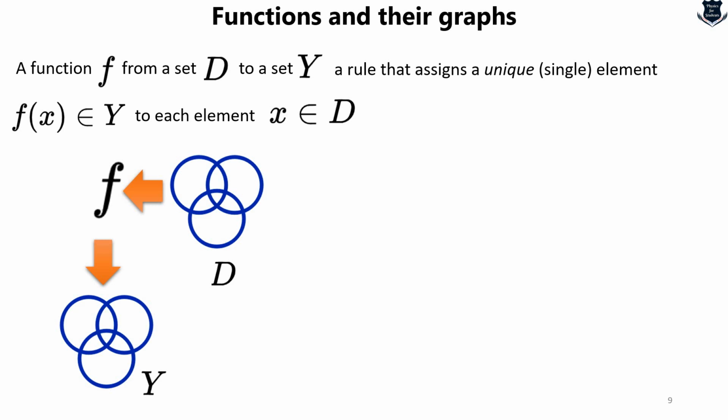So let me repeat it. We have a function f, it takes input values from a set called D, and f produces output values that belong to a set called Y.